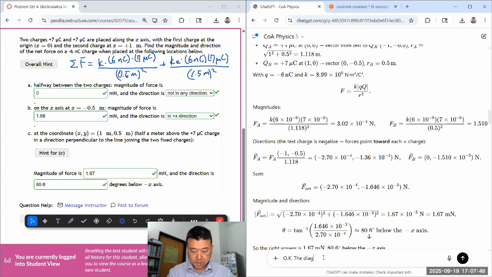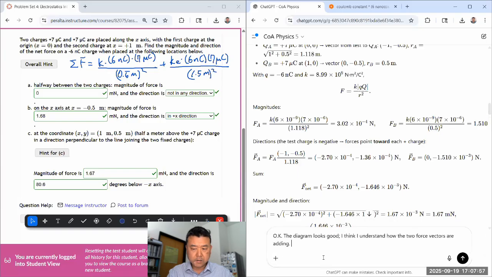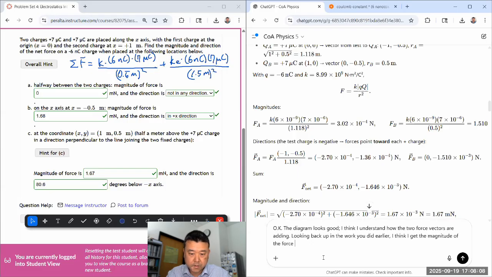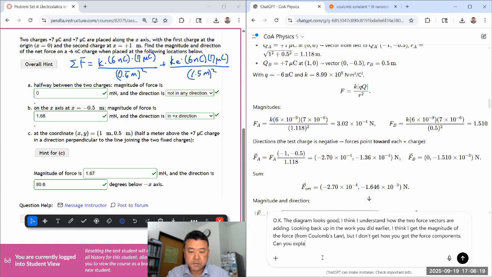Okay, the diagram looks good. I think I understand how the two force vectors are adding. Looking back up in the work you did earlier, I think I get the magnitude of the force from Coulomb's law, but I don't get how you got the force component. Can you explain? Especially -1, -0.5 divided by 1.118.